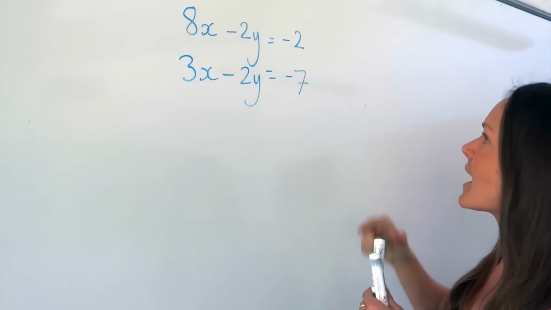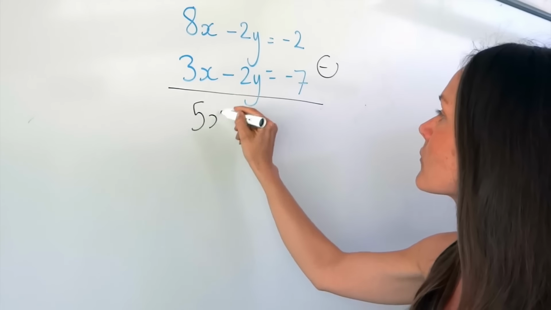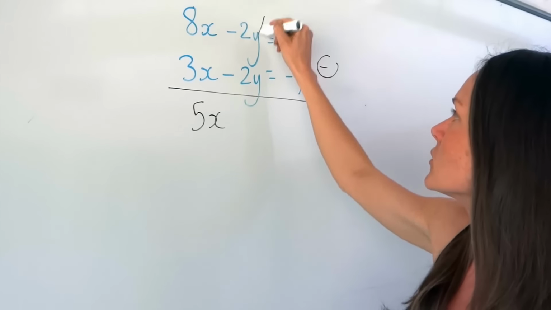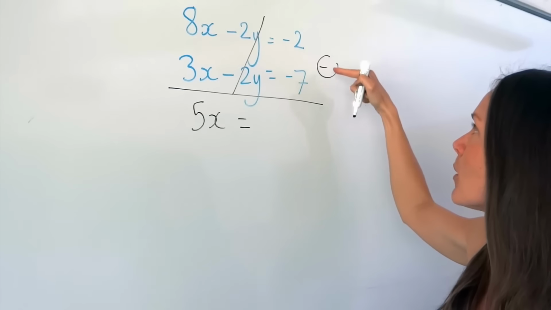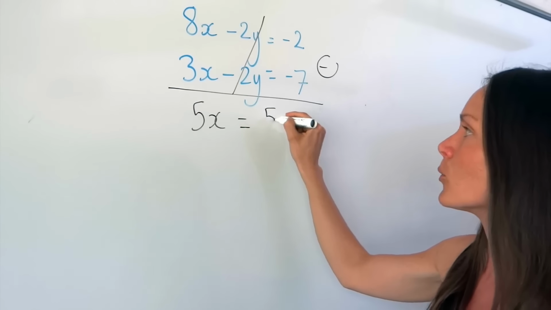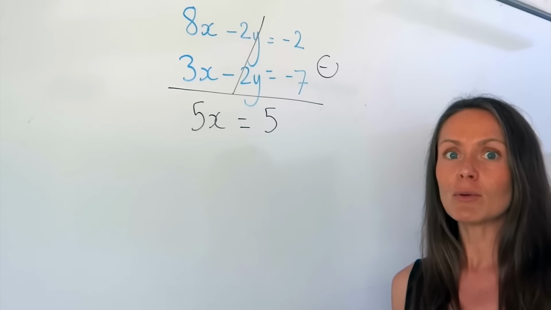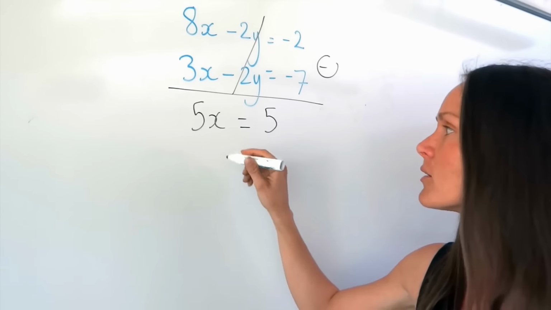So remember I said 8x minus 3x is 5x. Minus 2y minus minus 2y goes to 0. And minus 2 minus minus 7 is the same as minus 2 plus 7, which is 5. So the value of x must be 1, because 5 multiplied by 1 gives me 5.